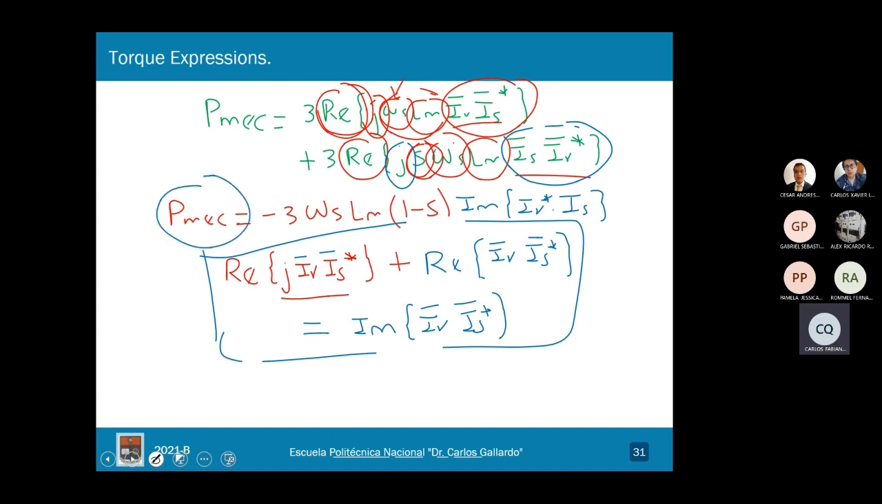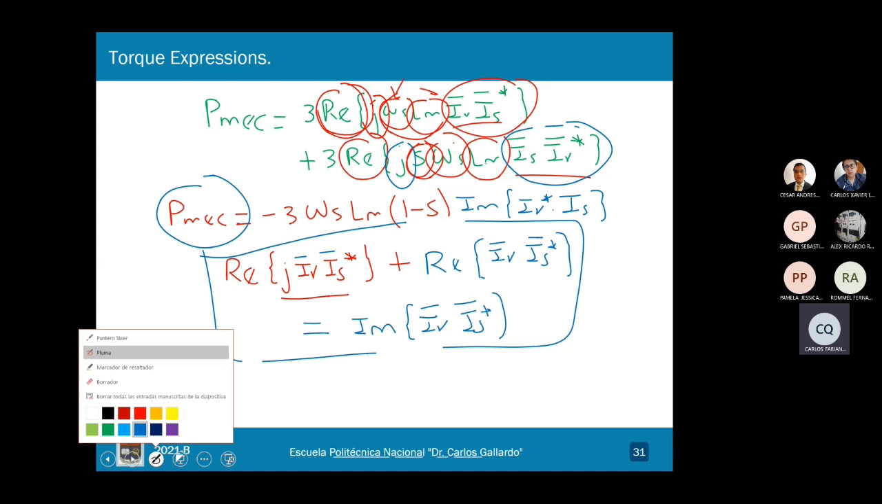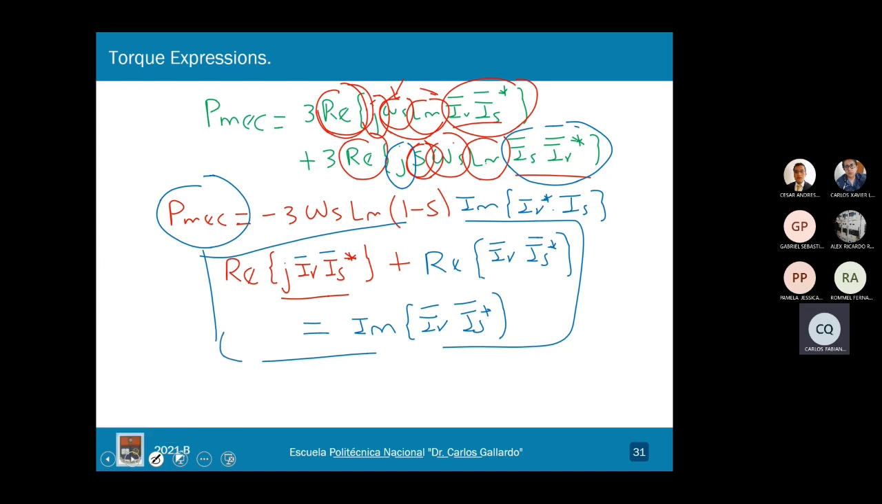So this is the mechanical power. But I want to derive the torque equation. By definition, we know the mechanical power is equal to the electromagnetic torque times the speed.